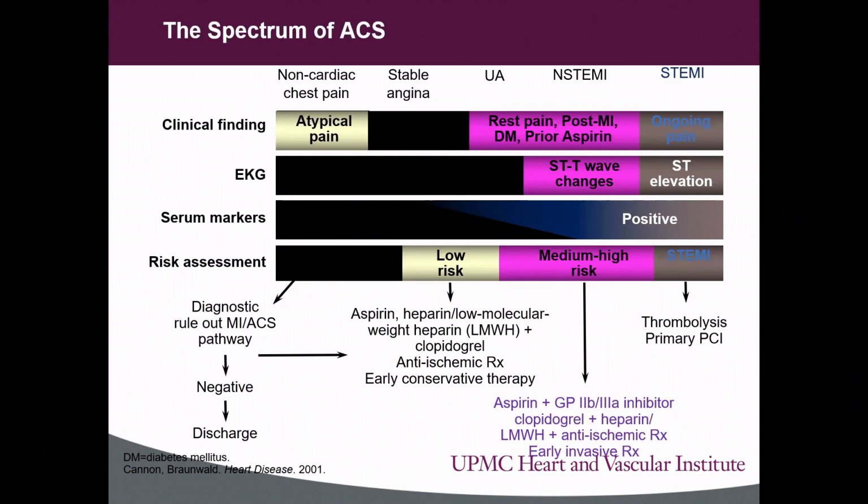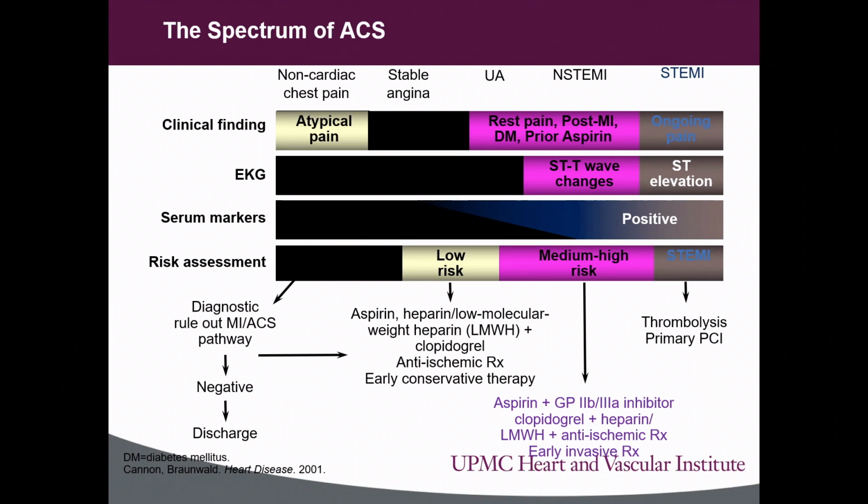In terms of the spectrum of acute coronary syndrome, we see here non-cardiac chest pain is atypical. And as you start to get into the acute coronary syndromes of unstable angina, non-STEMI, and STEMI, you start to see on the EKG the ST wave changes, of course, the ST elevation. Your serum markers as you go from non-STEMI and then, of course, into STEMI become positive. And then that's important for thinking about risk assessment in those cases and how we treat those particular patients.